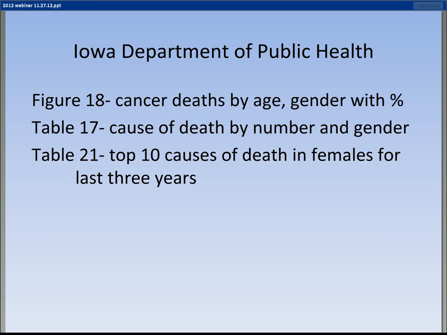In this particular instance, I'm not going to actually go to the website, but I wanted to list some of the figures and the tables that I use the most, and these are those that are related to cancer. They have a figure 18, which gives cancer deaths by age and gender, and they give percentages, which I'll show you in a minute. They also have a couple of tables that give cause of death information by number and gender, as well as the top 10 causes of death in females or males, and it will give it for the last 3 years. That way you can look to see if there's been any changes.